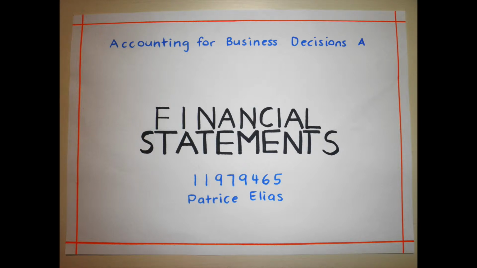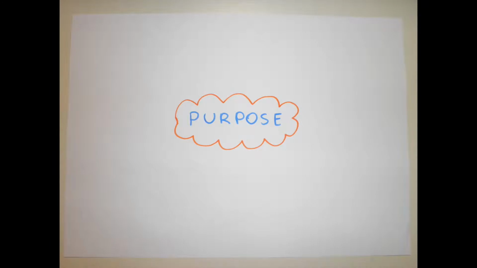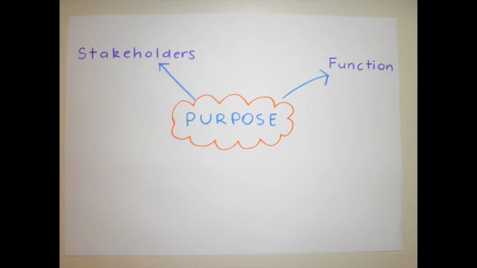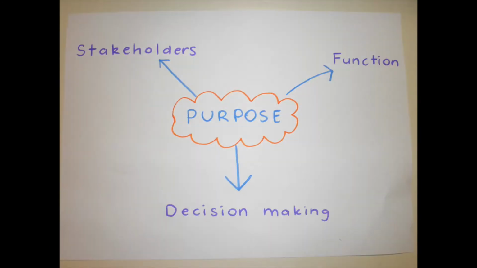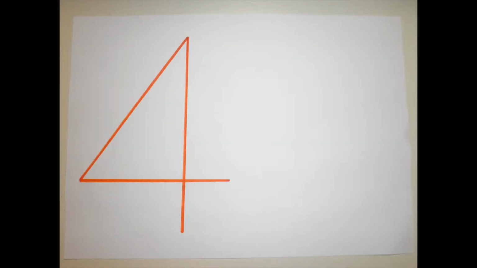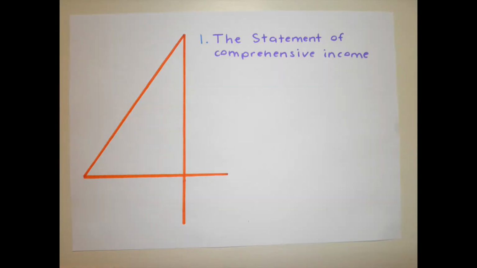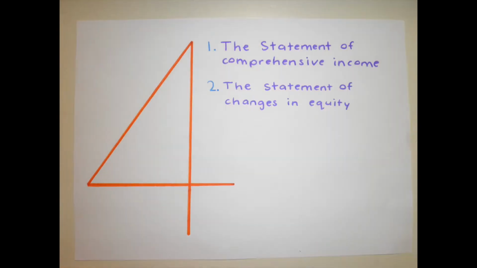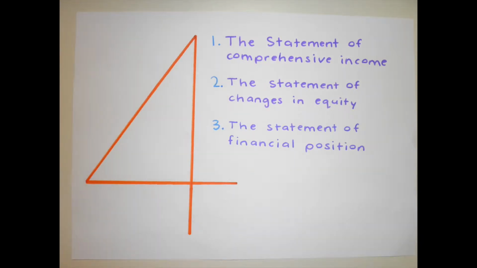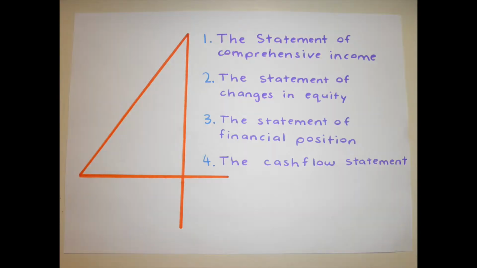Financial statements represent a formal record of the financial activities of an entity. They are prepared for a range of stakeholders, allow for the basic function of a business, and assist management in making decisions for the business. Accountants summarize the results of business activities into 4 financial statements: the statement of comprehensive income, the statement of changes in equity, the statement of financial position, and the cash flow statement.